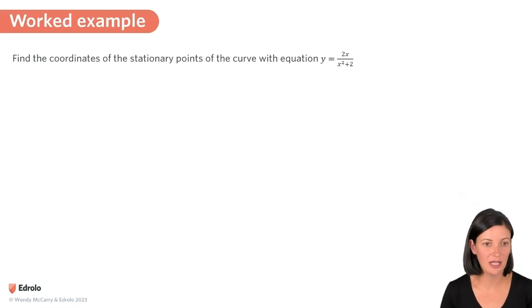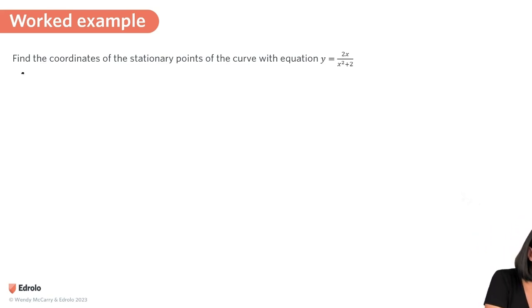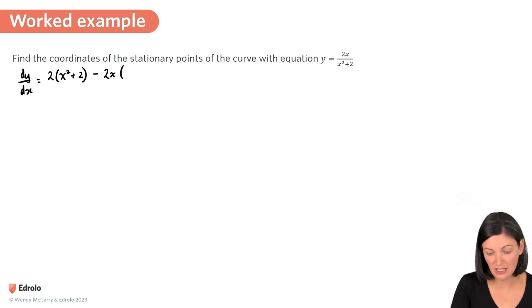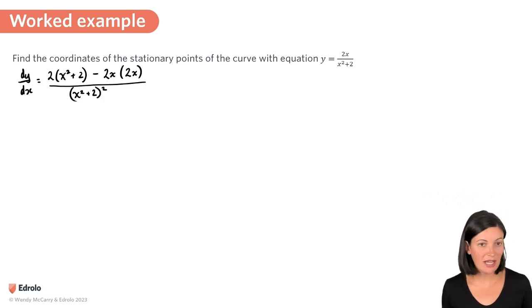Okay, so this question says, find the coordinates of the stationary points of the curve with the equation y equals 2x on x squared plus 2. So my first step is I'm going to find the derivative of y, and in this case here, I'm going to have to use the quotient rule. So dy by dx, what I need first is the derivative of the numerator, 2, times the denominator, x squared plus 2, minus the numerator times the derivative of the denominator, which is 2x. And that's all over x squared plus 2, squared. Okay, I'm just going to leave that like that for now.